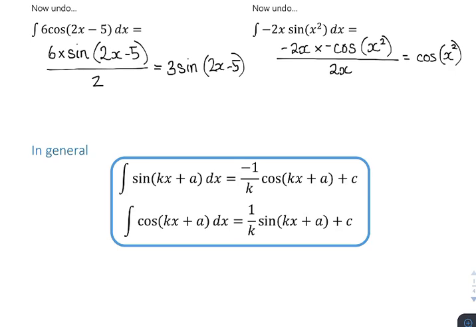In general, this looks like these two formulas. So we've got the integral of sine kx plus a is equal to negative 1 on k, cos kx plus a, and then it's just a general formula, so plus c. Same deal for cosine, integrating cosine, except we're going to go to a positive 1 on k, and then change it to sine.